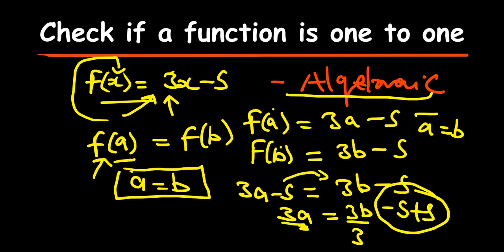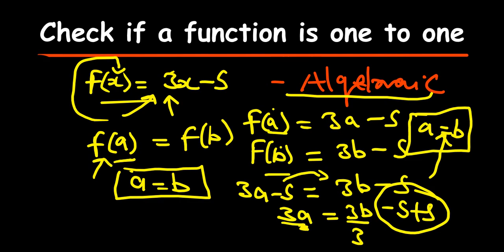So this is the method that you guys will be mostly using. From our f of a and f of b, we see that we are able to come up with a is equal to b. So this here proves that the function is one-to-one. So that's how you use the algebraic method.